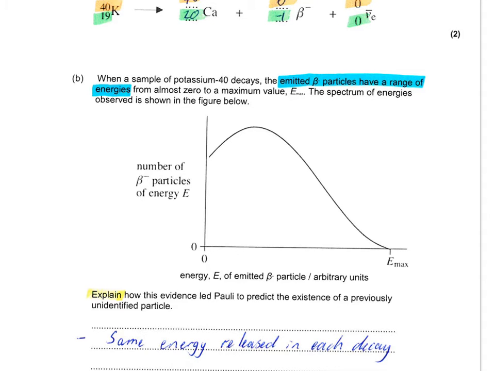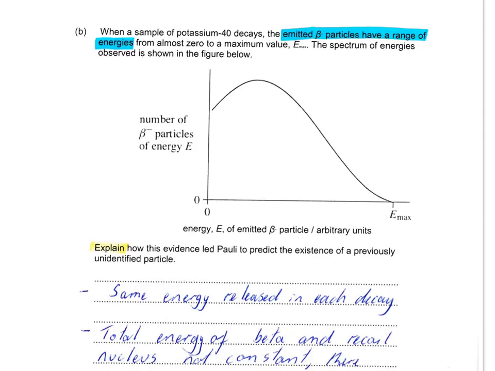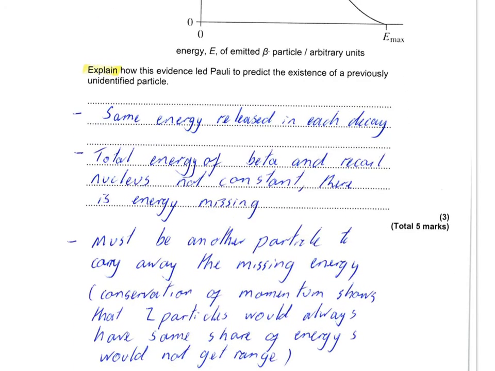What we're asked to do is to explain how this evidence led Pauli to predict the existence of a previously unidentified particle. So the starting point of this is that we always get the same energy released in a decay. We see that with alpha particles. The alpha particles all have the same amount of energy. They all bring that energy from the alpha decay. The beta particles will do the same.